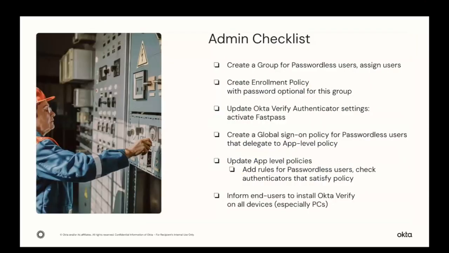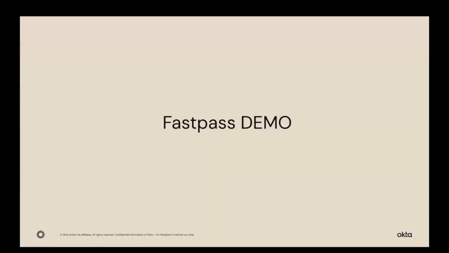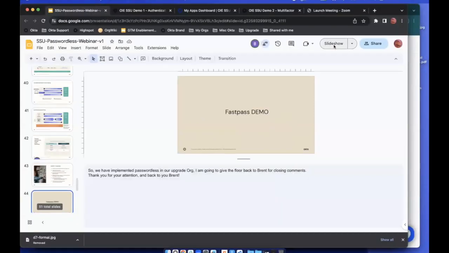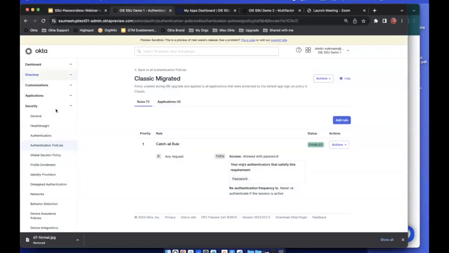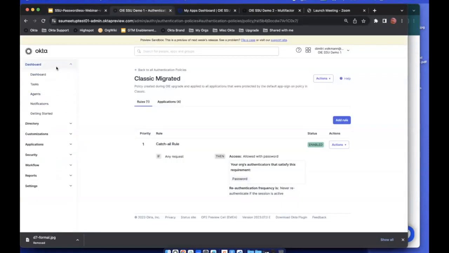Now, the way you do that is on the checklist here. So this checklist is here for reference. We will make the deck available. So I'm going to jump into the product itself, and we're going to look at the demo right now. So let me quit the slide mode. So I'm going to go back to my OIE upgraded org here.